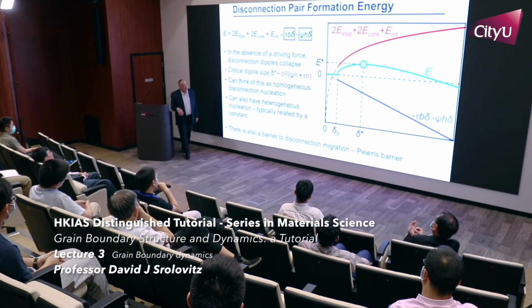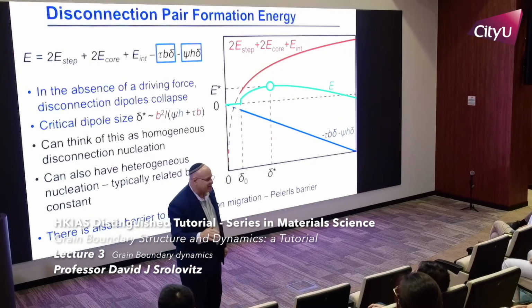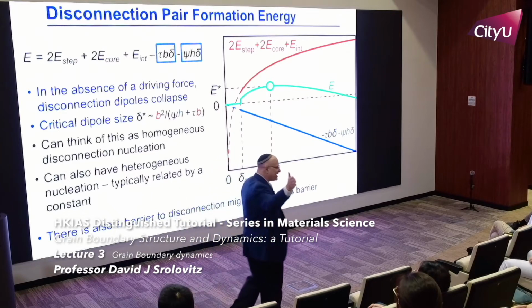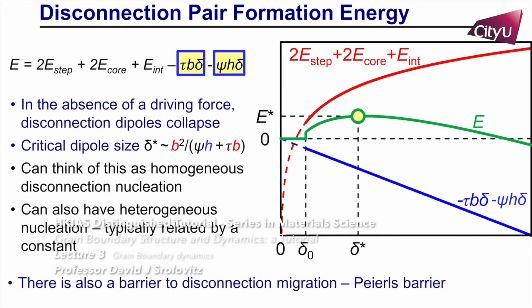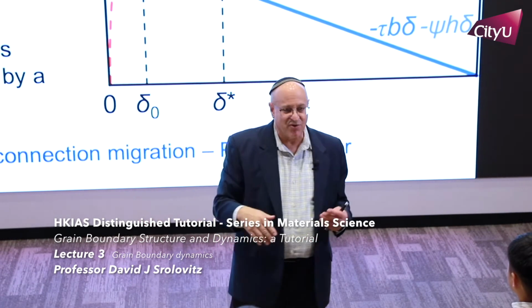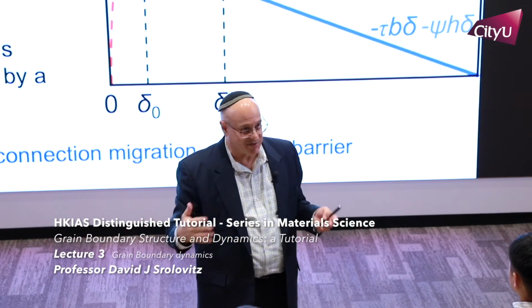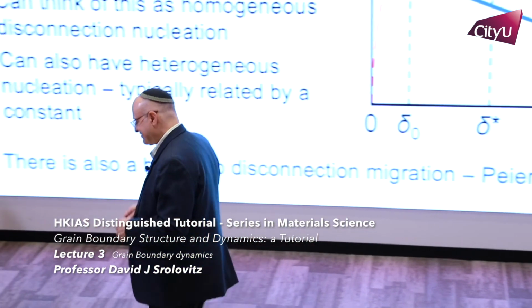So I'll also mention there's one more barrier in the problem I haven't talked about yet. Just like when I try to move a dislocation through a material, even after I form it, there's a Peierls barrier. There's effectively a Peierls barrier, or a migration barrier, for disconnections as well. And we will calculate that. Okay?